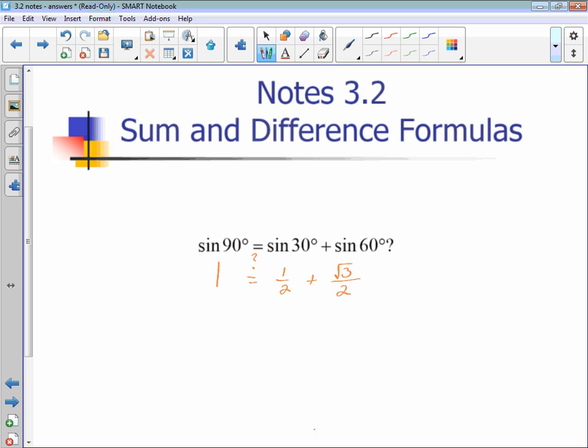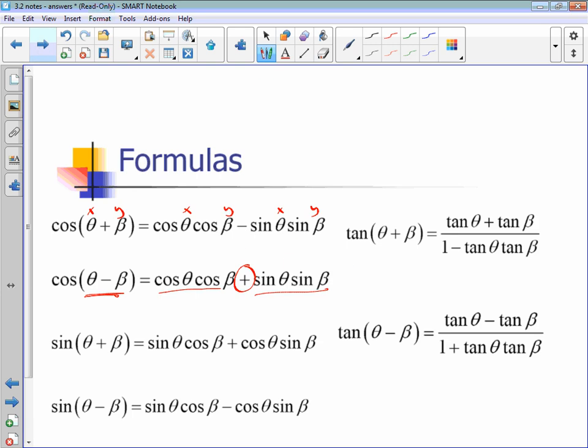No, definitely not true. So that's why we have these sum and difference formulas, so that we can actually find the measure of some angles that are not on our unit circle using values that we already know. That's me assuming that you still know your unit circle, okay? If you forgot it, you should review.